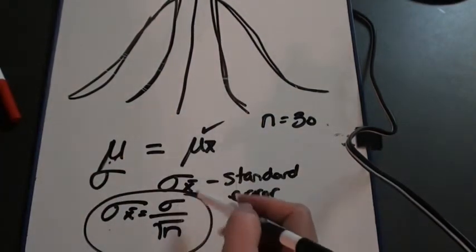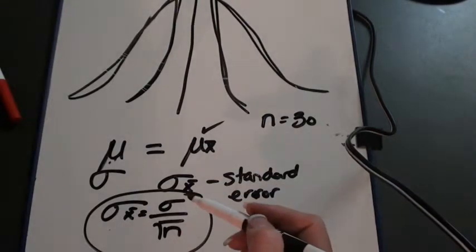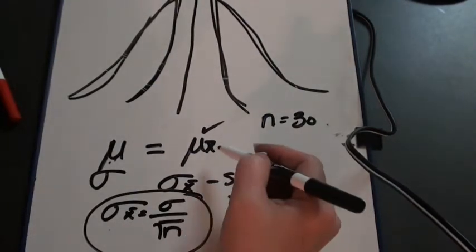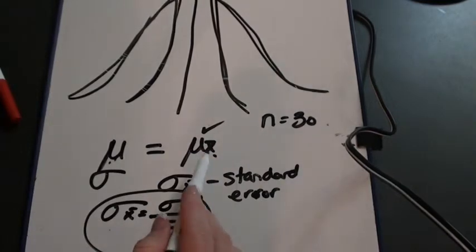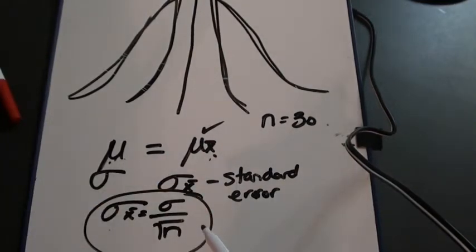So these are the two numbers you need to be sure you know to calculate probabilities using a sampling distribution. You need to know the mean of the sampling distribution, which is the same as the mean of the population, and the standard deviation of the sampling distribution, which is also known as the standard error, which is the population standard deviation divided by the square root of the sample size.